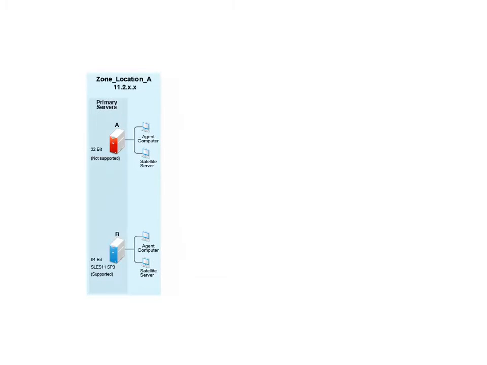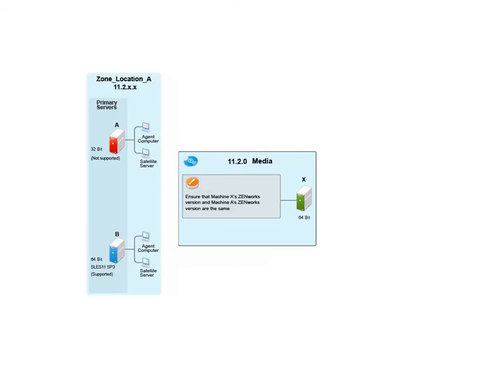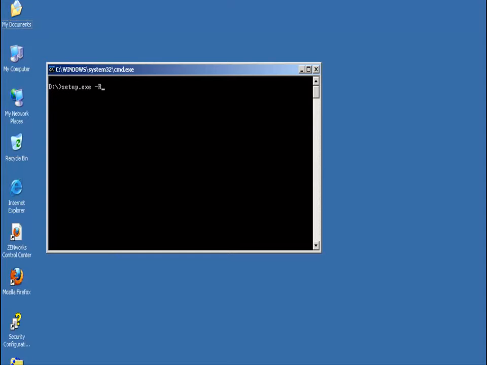As the first step in the migration process, John uses the ZENworks 11.2.0 media to install a ZENworks primary server on a 64-bit server architecture that is supported by ZENworks 11 SP3. He refers to this new primary server as Machine X, and the 32-bit primary server that he is migrating as Machine A. John adds Machine X to the zone, then performs a system update on Machine X to ensure that it is the same ZENworks version as Machine A.